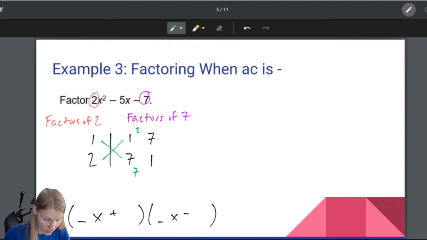So the 2 will need to be positive, and the 7 will need to be negative. So I will have 1x plus 1 and 2x minus 7. Ta-da! That easy. Let's check, though.